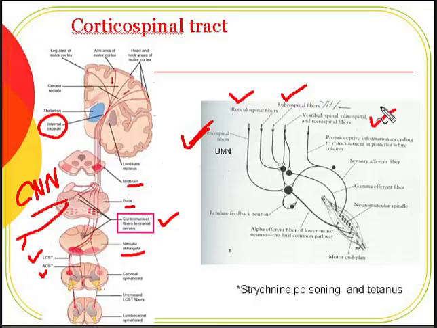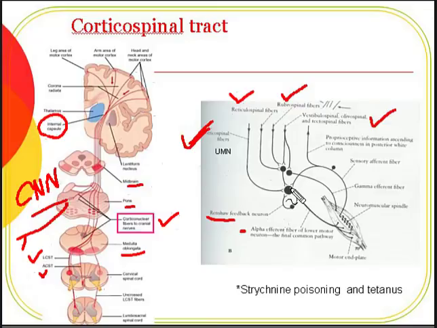So all of these exert a sort of braking effect on these anterior horn cells, which are also called alpha motor neurons. And then we also have this Renshaw cell. So they all effect a negative feedback on the anterior horn cells, kind of keeping them in check.